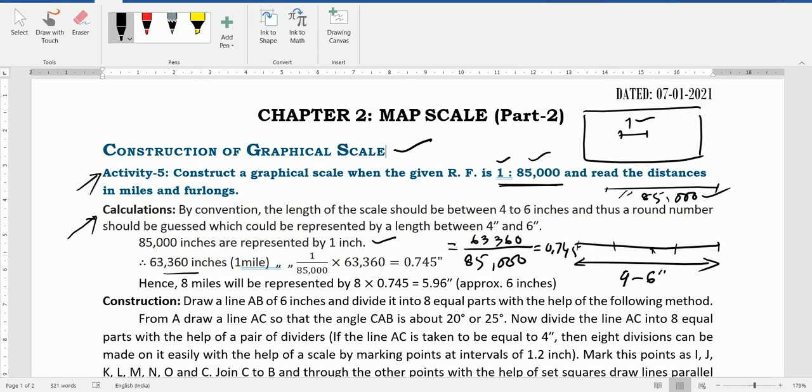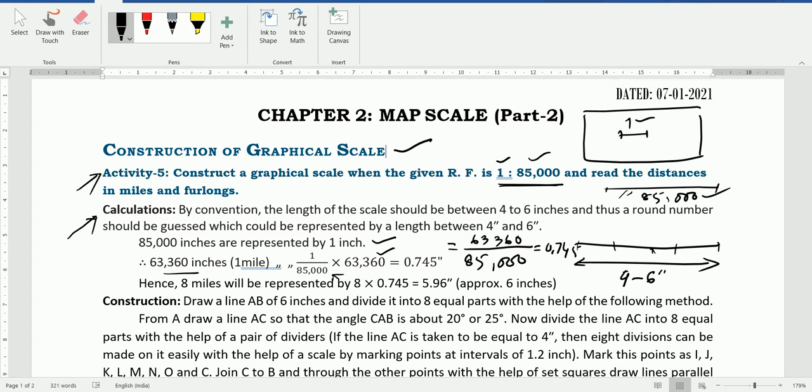That means if 85,000 inches are represented by 1 inch, then 63,360 inches would be represented by 0.745 inch. If 85,000 inches are represented by 1 inch, then 63,360 inches would be represented by 0.745 inches. That means we have to divide this value by the scale factor here.